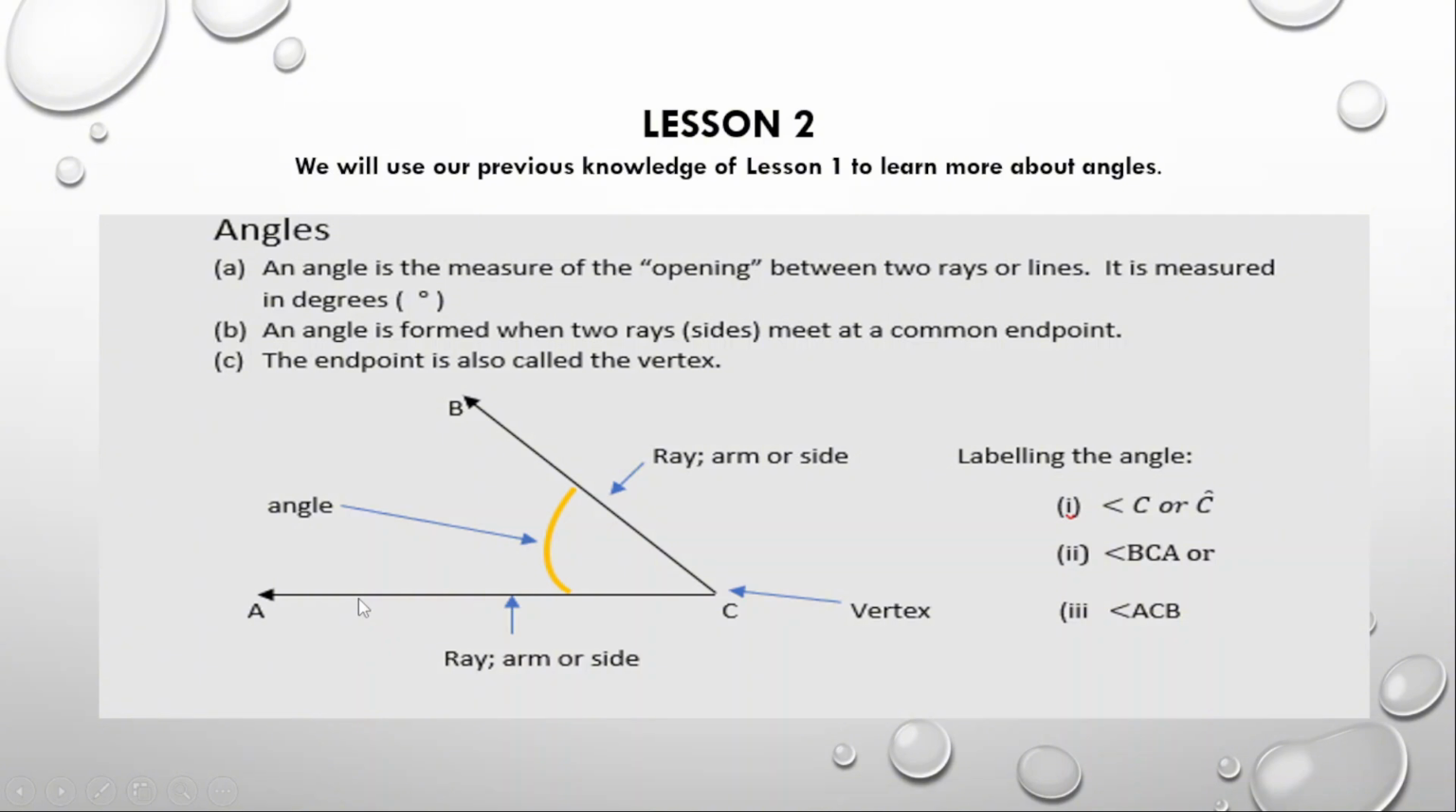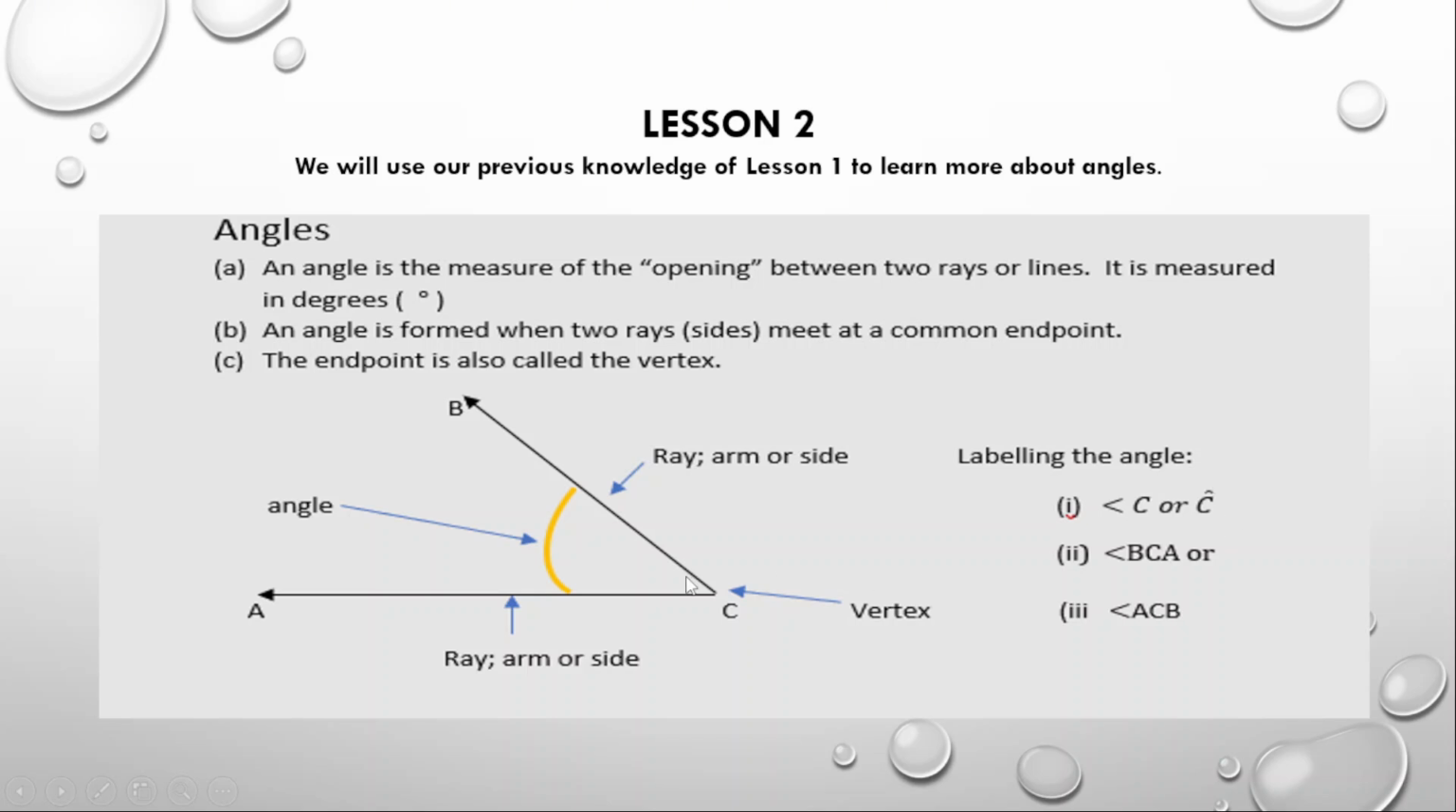Now, how do we label an angle? First of all, you can call that angle C. We only have one angle there, so it's angle C, because that is the point where the two rays meet. Alright? Point vertex C. We write it like this, angle C, or we have a hat on top of the C.